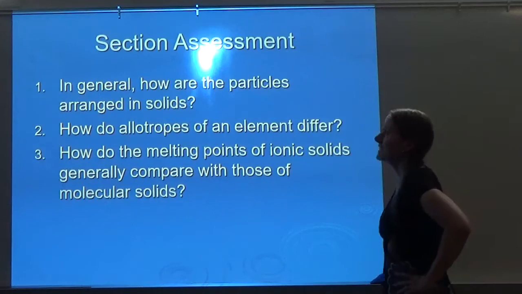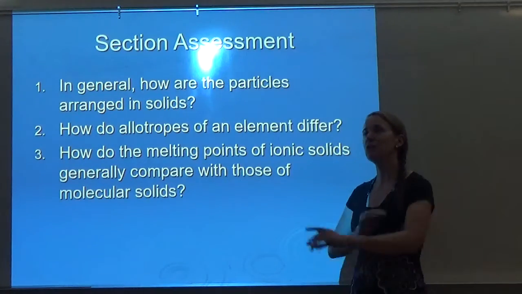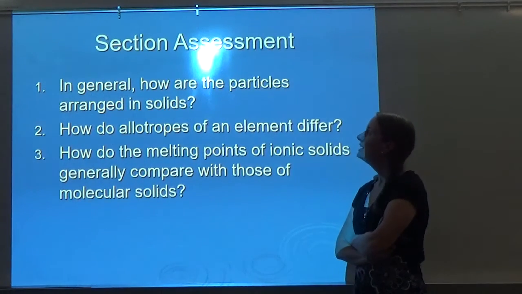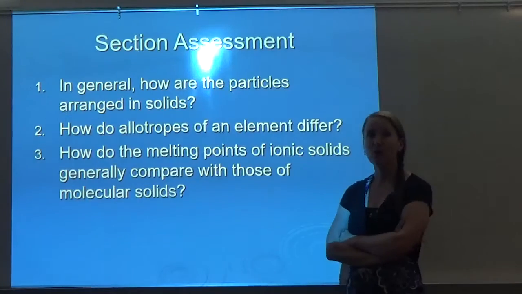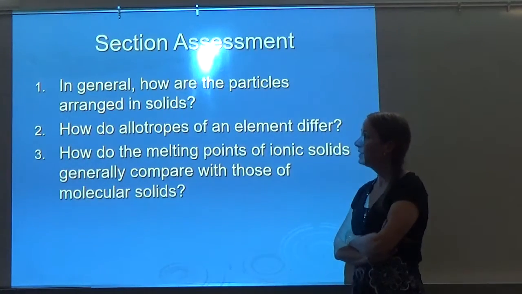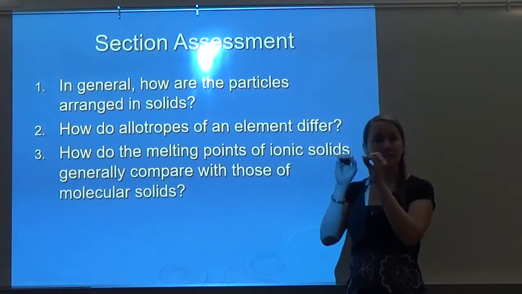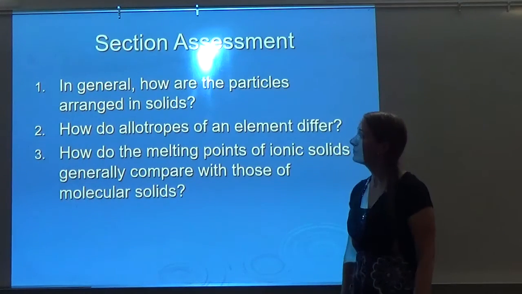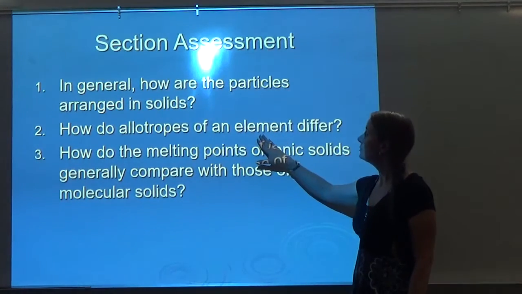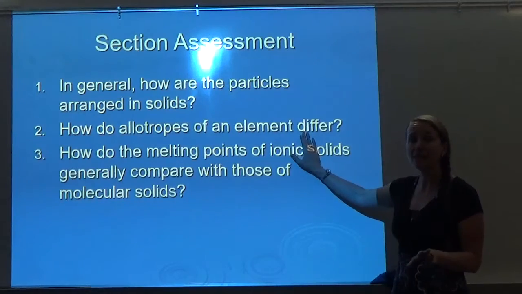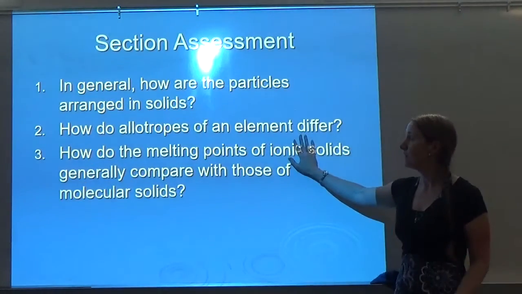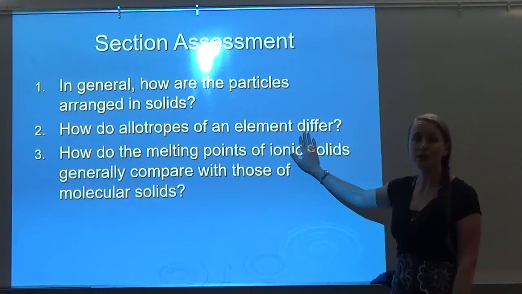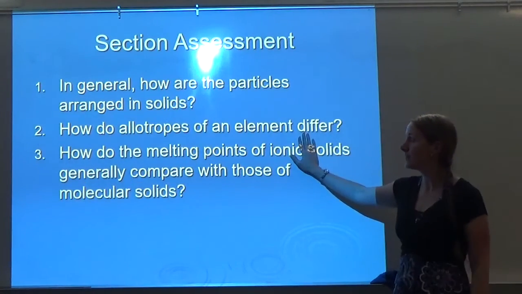So, section assessment. Boy, this is the fastest lesson video I think I might have made the whole time. Number 1, in general, how are the particles of a solid arranged? They are in an orderly arrangement. You could also say they're in fixed positions. Either one's fine. Number 2, how do allotropes of an element differ? They have the same types of atoms, but they differ in the bonding arrangement, how those atoms are bonded together.